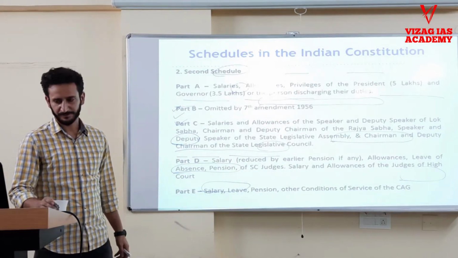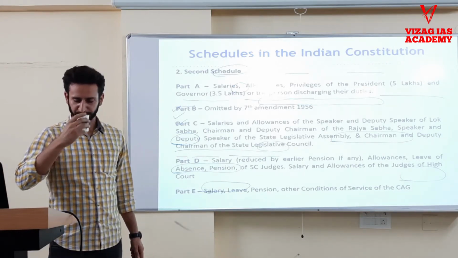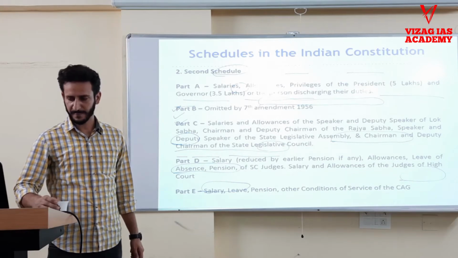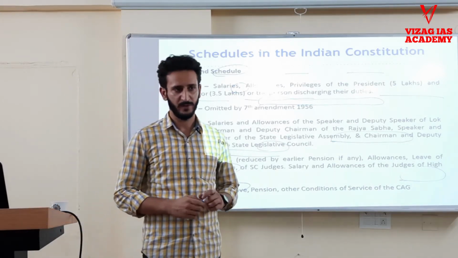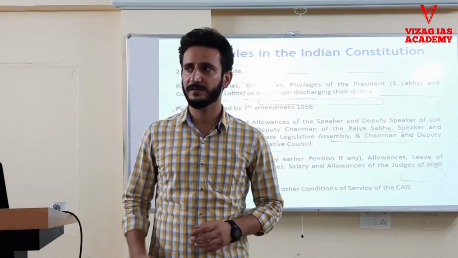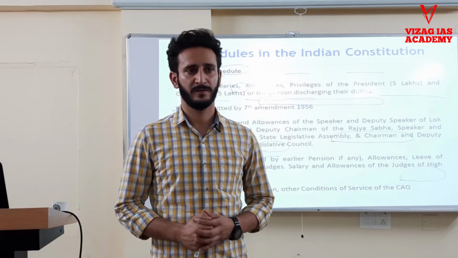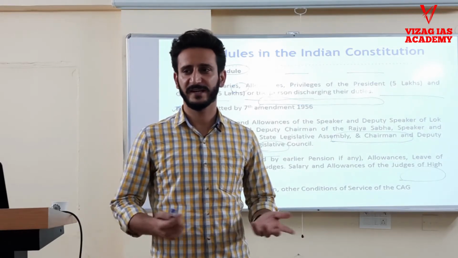Second schedule. What's the second schedule about? What is the president's current salary? 5 lakhs. Who decides the president's salary? Parliament by law. Who decides the governor's salary? Parliament. Then what's the state doing?